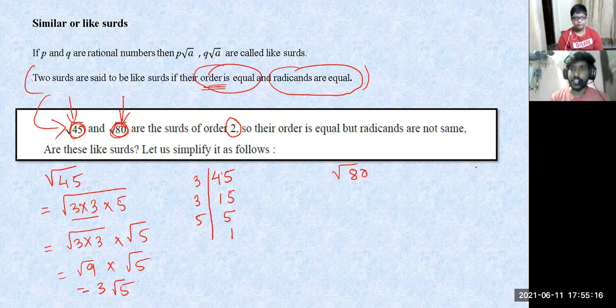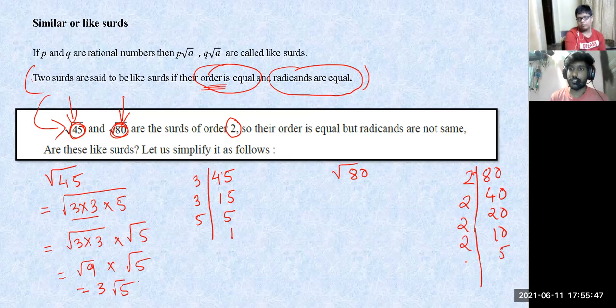Now let's check for root of 80. Tell me the prime factors. Start with, it is divisible by 2. 2, so what will come here? 40. Next, 2, 2 again, 20. Then 2, 10. Again 2, 5. 5, 5, ones are. So can you tell me directly the answer? Pair it first.